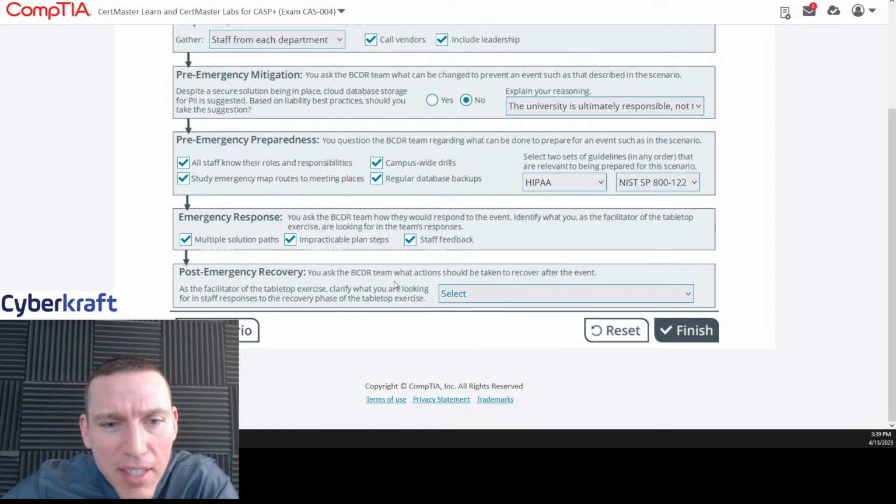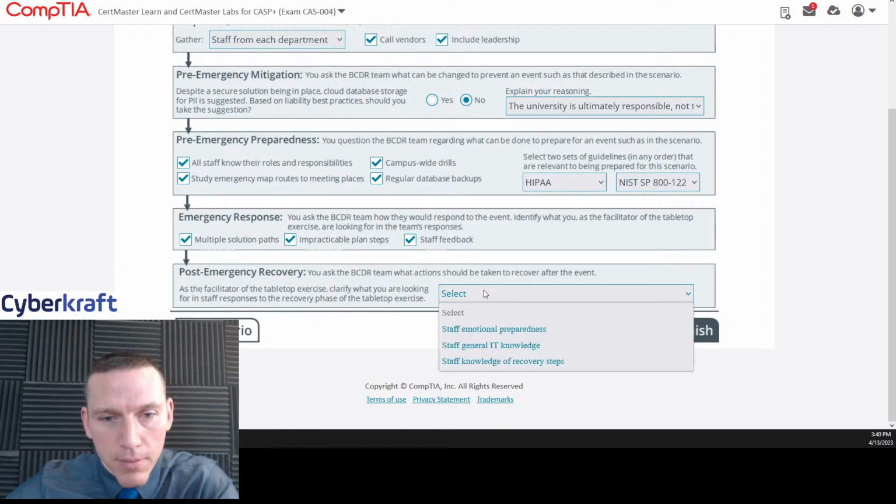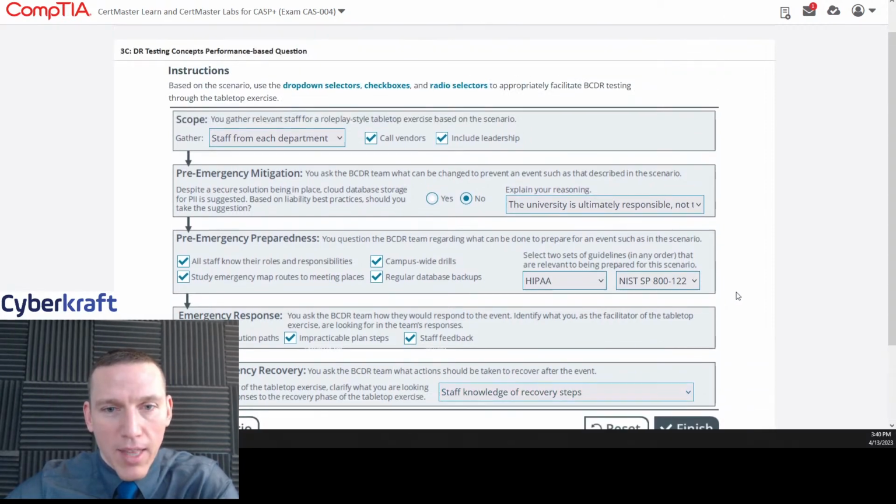Post-emergency recovery. You ask the BCDR team what action should be taken to recover after the event. As a facilitator of the tabletop exercise, clarify what you're looking for in staff responses to the recovery phase of the tabletop exercise. Okay, emotional preparedness, general IT knowledge, or knowledge of recovery steps. I think this has the most relevance. It directly says here, what you're looking for in IT staff responses in the recovery phase: staff knowledge of recovery steps. I think that one's pretty simple.